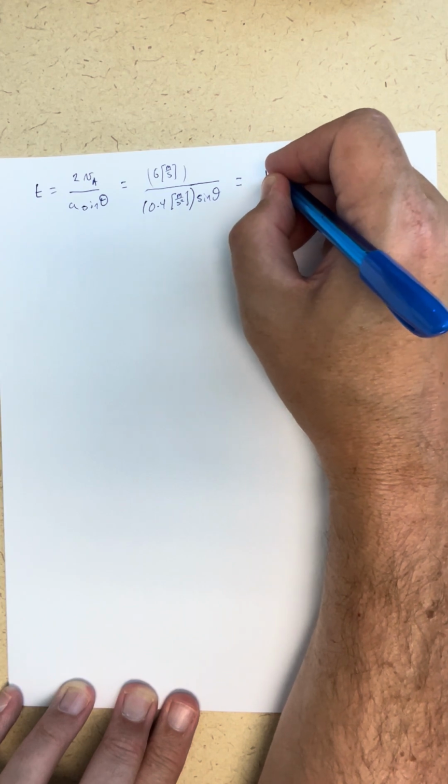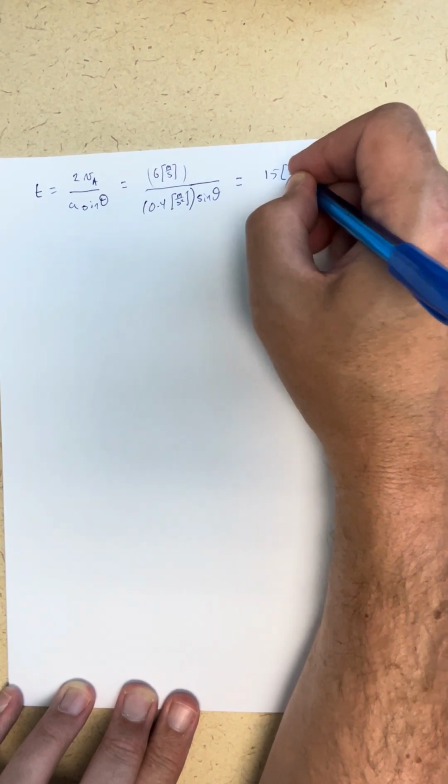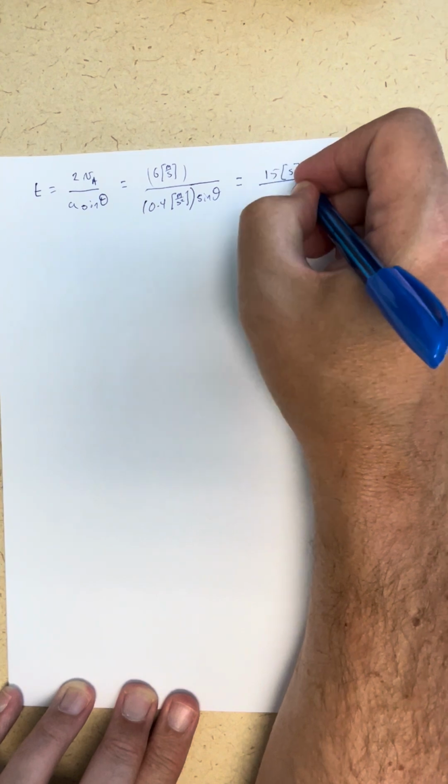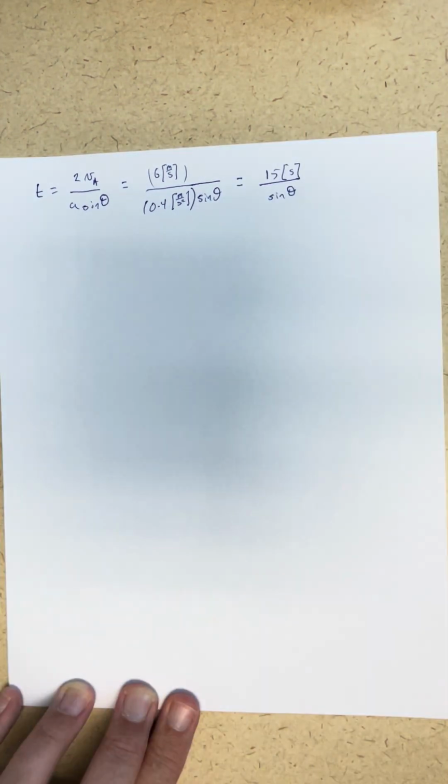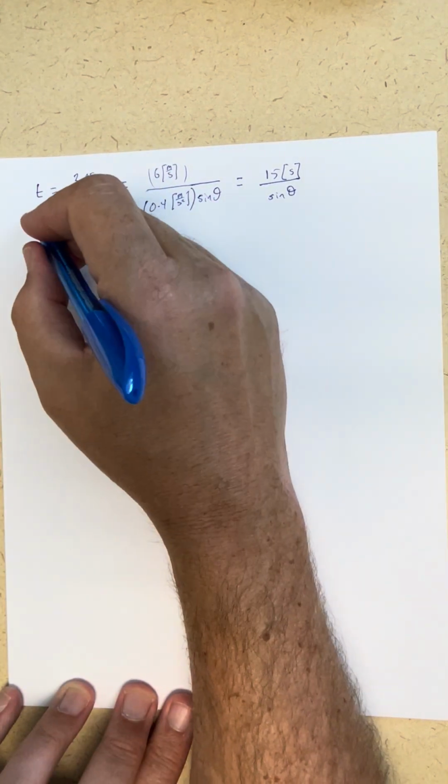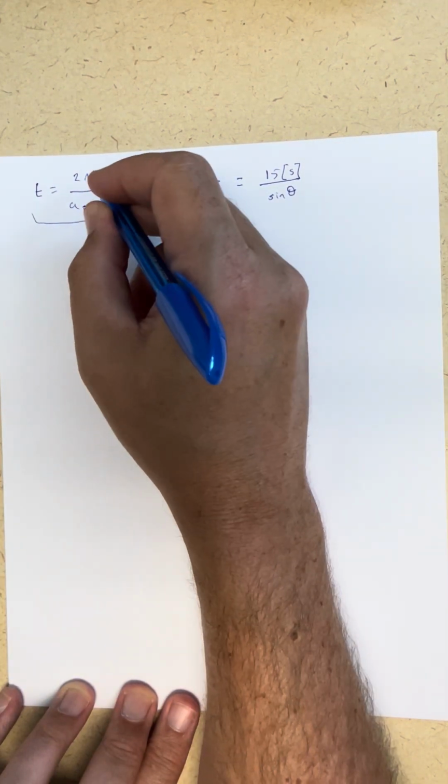What's the angle at which those two are in the same place at the same time? So that works out to be 15 seconds over sine of theta, if you just want to scroll that away. All right, so we have a form for time.